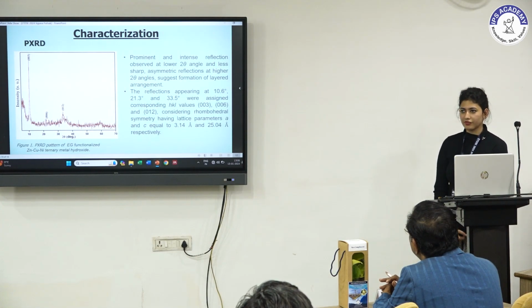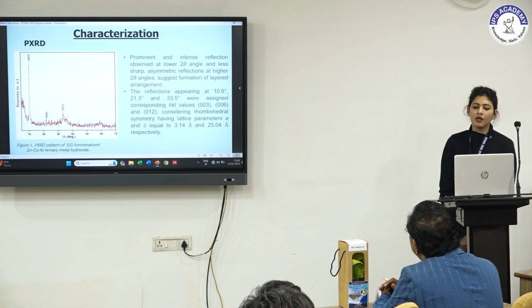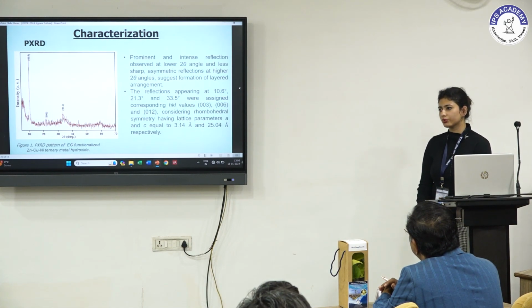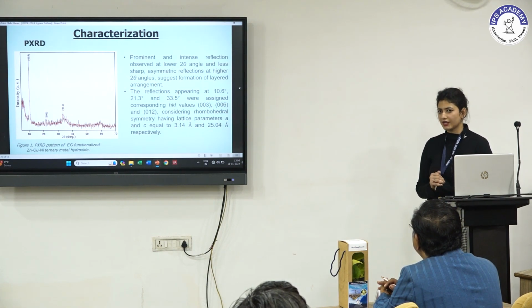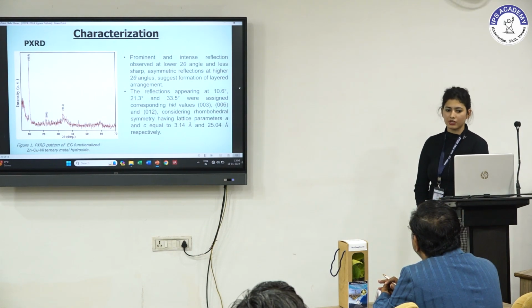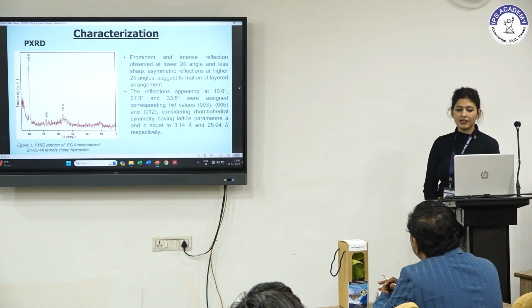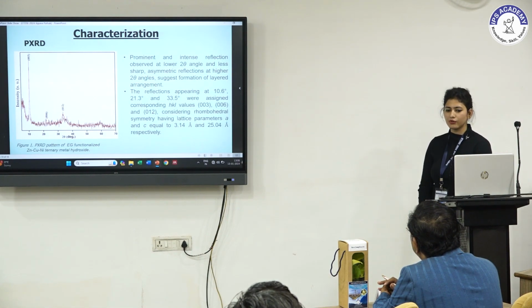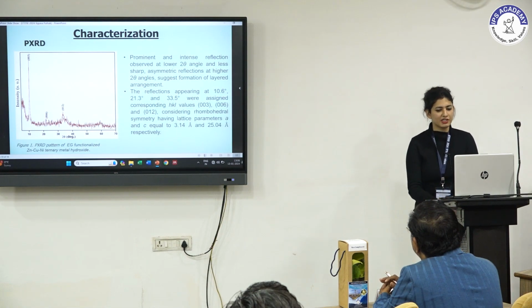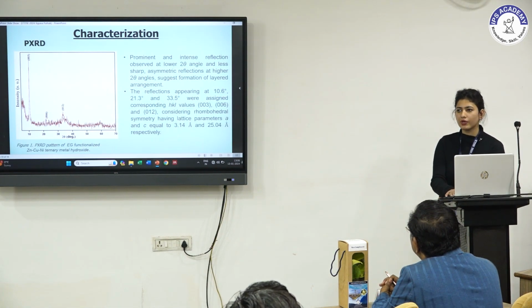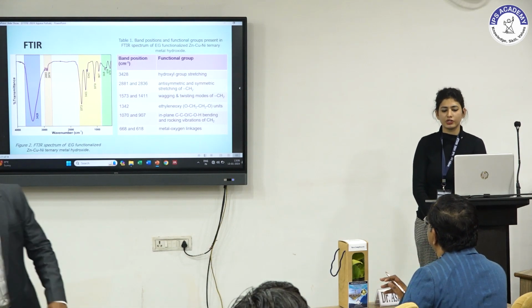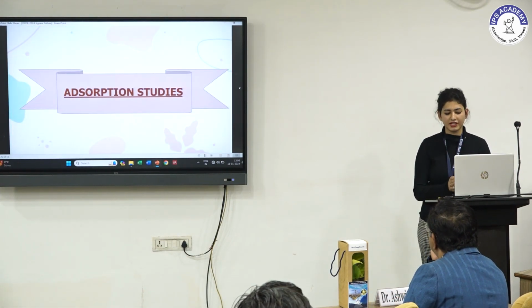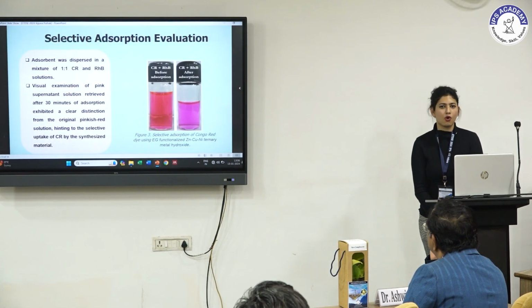While doing the characterization, first we did powder XRD, wherein we observed prominent and intense reflections at low 2 theta values, followed by low intensity peaks at higher 2 theta values, which are characteristic of turbostratic materials and suggest the formation of a layered structure. The reflections appearing around 10 degrees, 21 degrees and 33 degrees were assigned HKL values of 003, 006 and 0012, considering the rhombohedral symmetry and lattice parameters a and c equal to 3.14 and 25.04 angstrom. From the FTIR spectrum, we deduced that ethylene glycol units were present in the interlayer region along with water molecules.